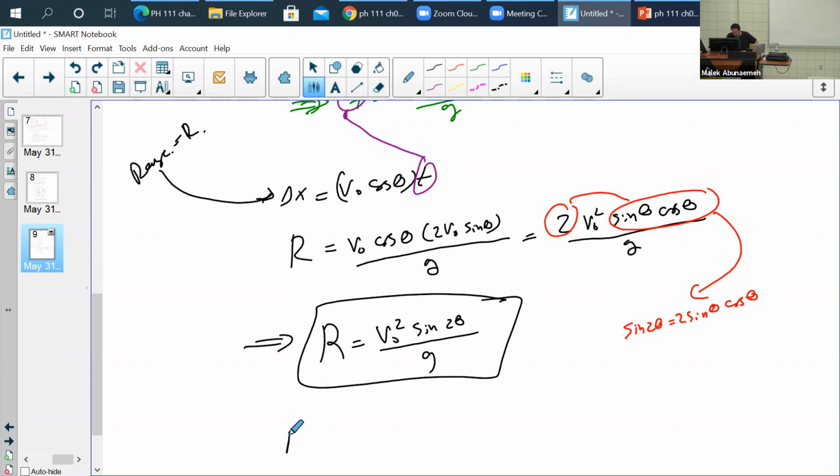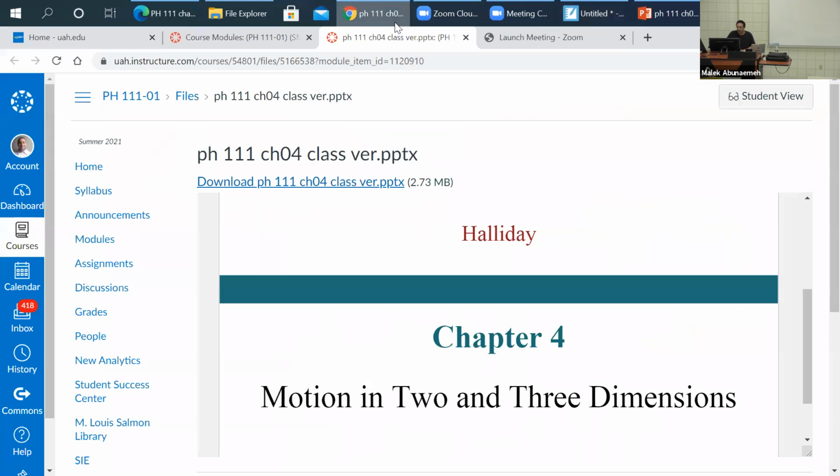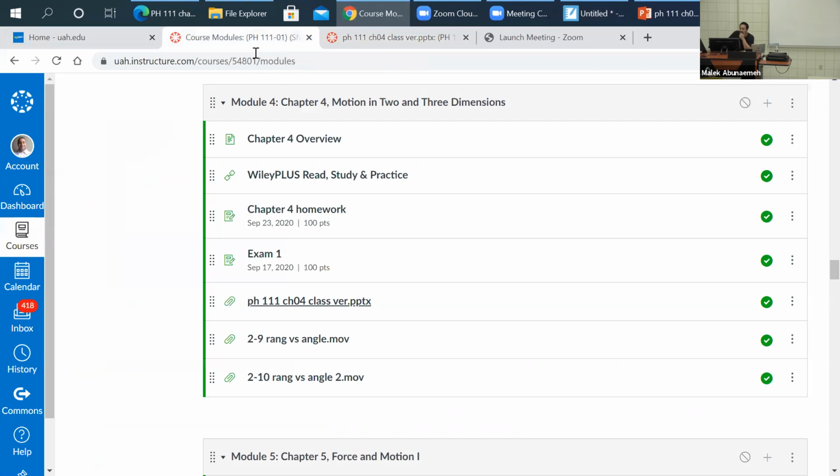Now, your maximum horizontal range is at 45 degrees. And we've actually seen that before. We had a little video. I'm going to go ahead and show it right now real fast to show the 45-degree angle.